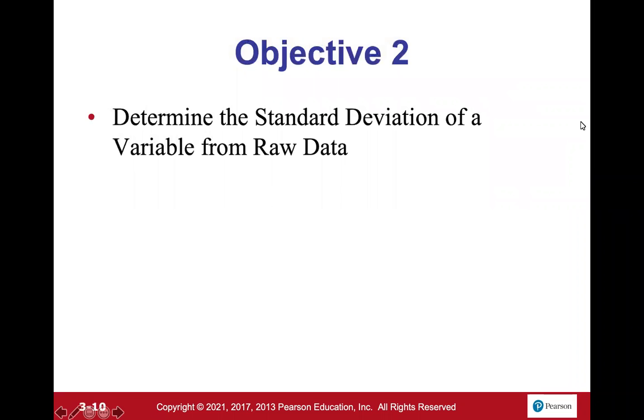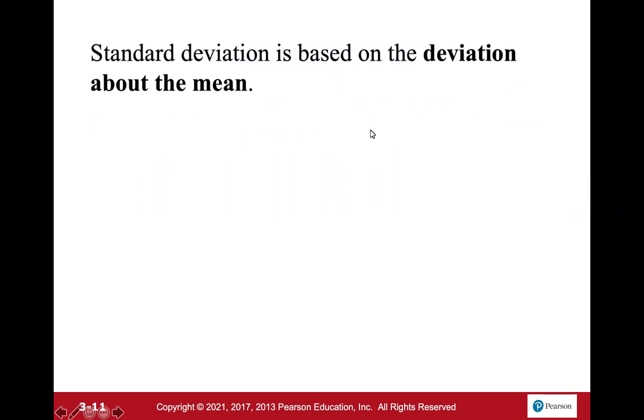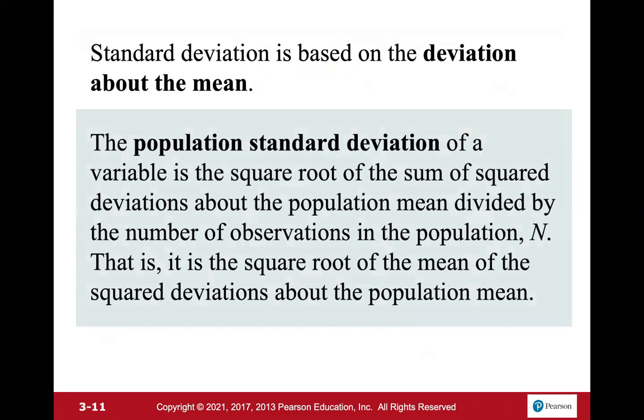Now comes the meat and potatoes of our dispersion: standard deviation of a raw data set. Standard deviation is based on the deviation about the mean. Population standard deviation of a variable is the square root of the sum of square deviations about the population mean divided by the number of observations in the population, n. That is, it's the square root of the mean of the square deviations about the population mean.